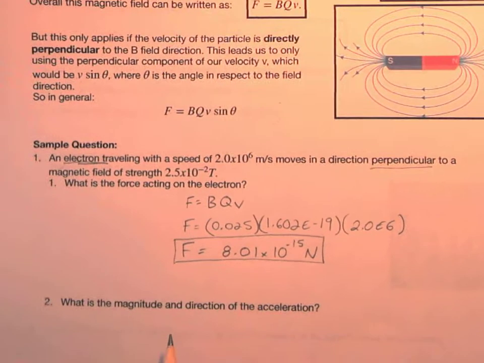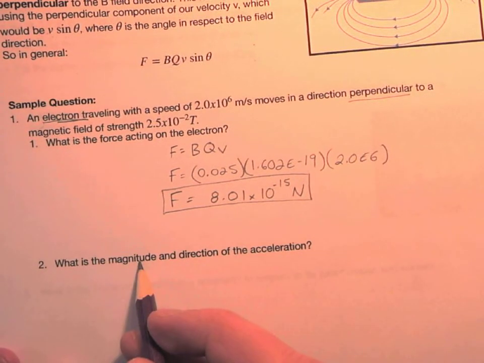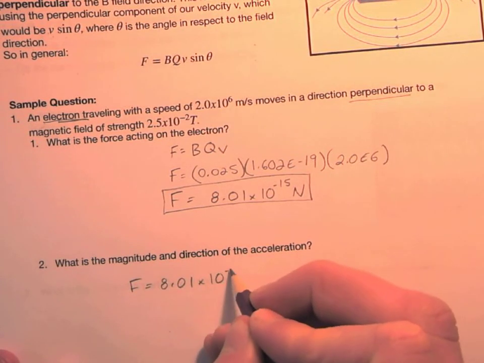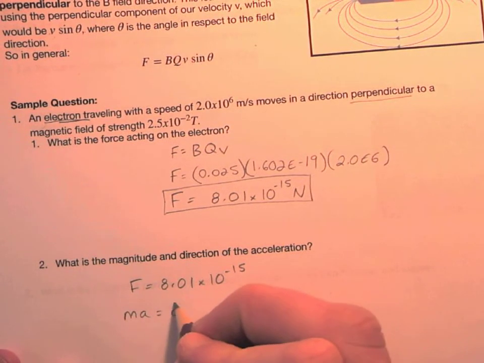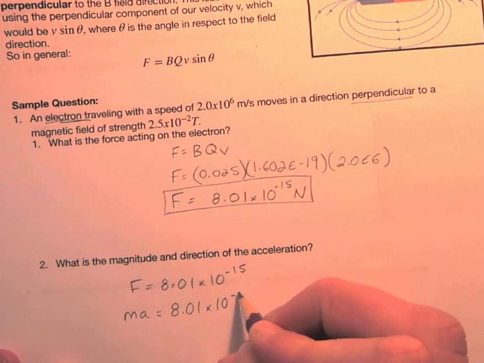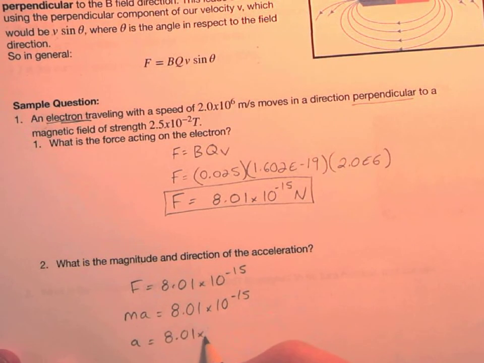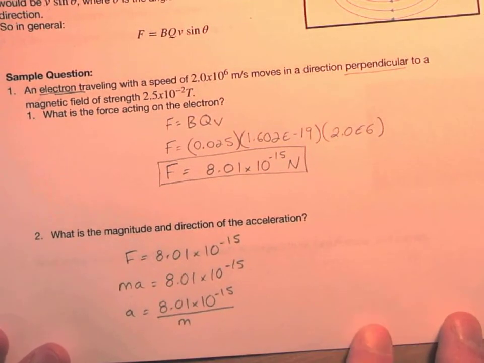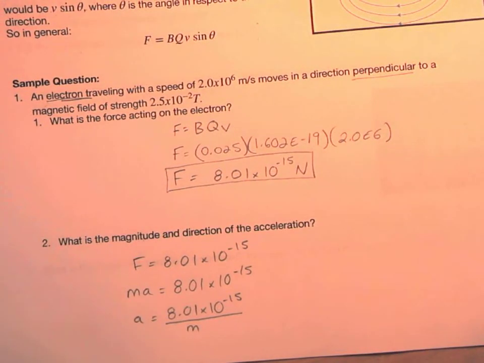What is the magnitude and direction of the acceleration? Okay, in this question, for the magnitude of the acceleration, we know the force is 8.01 times 10 to the negative 15 newtons. And overall, force is mass times acceleration, so we have to divide by m, and we get an acceleration of 8.01 times 10 to the negative 15 divided by the mass of the electron. I don't have the mass of the electron in front of me, but I know it's a very, very small number. Let's see if it's in this book.